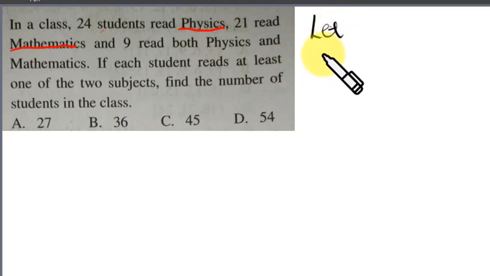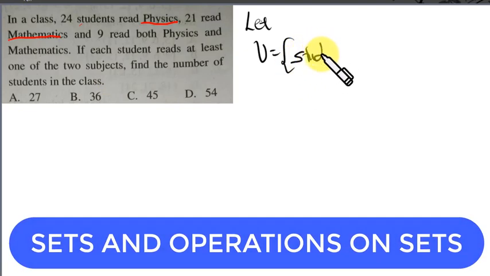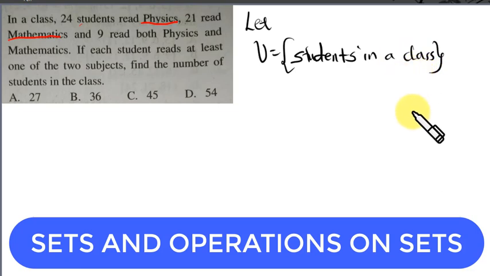So let this be my universal set. Because the question talks about students in a class, I can just write students in a class, or I can simply write students.